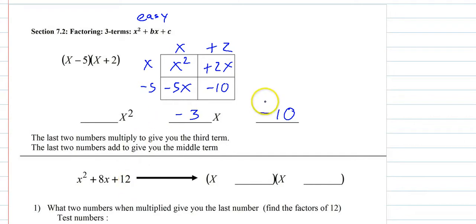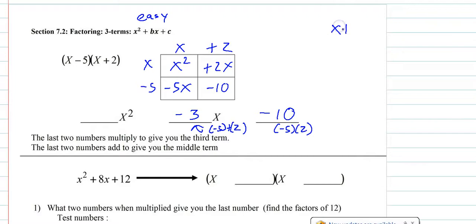So if we can see a connection between these 3 terms and our factored form, it's going to make it a lot easier. So here's the connection. Look at the 2 and the 5. What is negative 5 plus 2? It's negative 3. And what is negative 5 times 2? Negative 10. It always works that way.